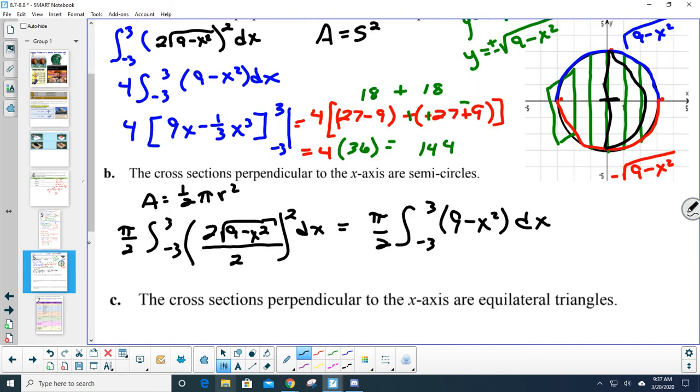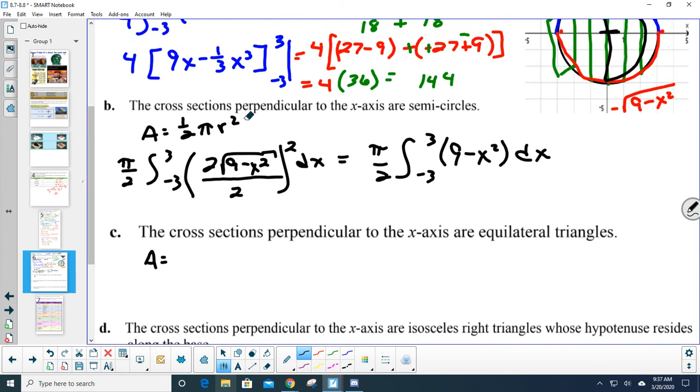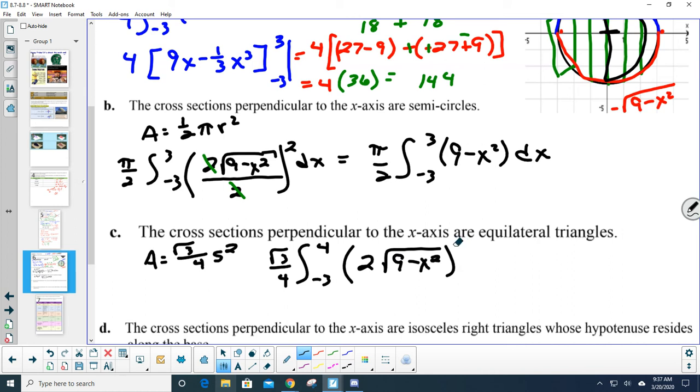Our equilateral triangles. Was your pi over 2 turned into pi over 8 from where you pulled out the... You're not going to take it out this time, because what you're going to do right here is those are going to cancel each other out, and then you square it. Good question. My area is square root of 3 over 4, side squared. Again, going from -3 to 3, the square root of 3 over 4 out there. We know our side squared is 2 square root of 9 minus x squared, squared.